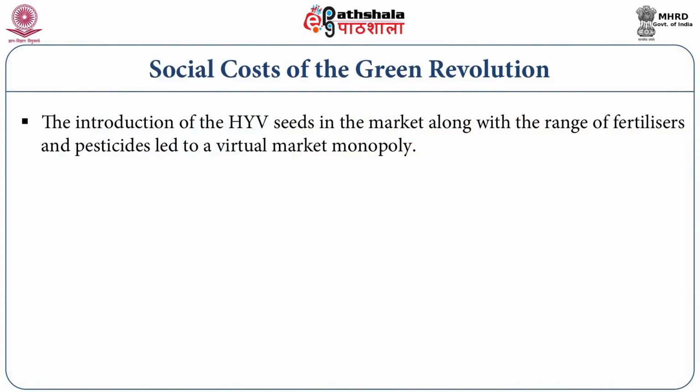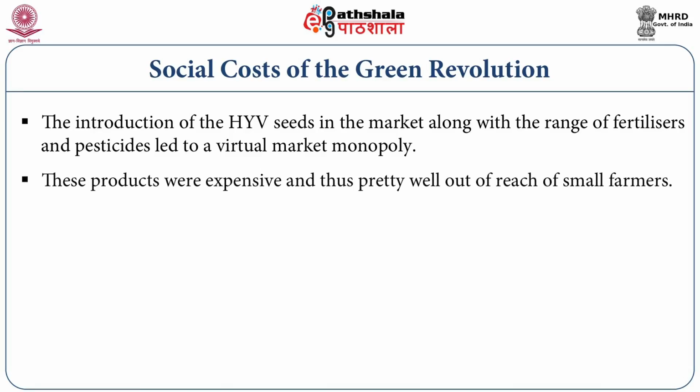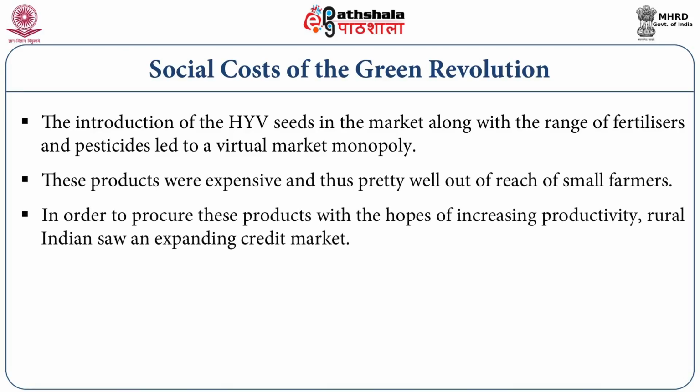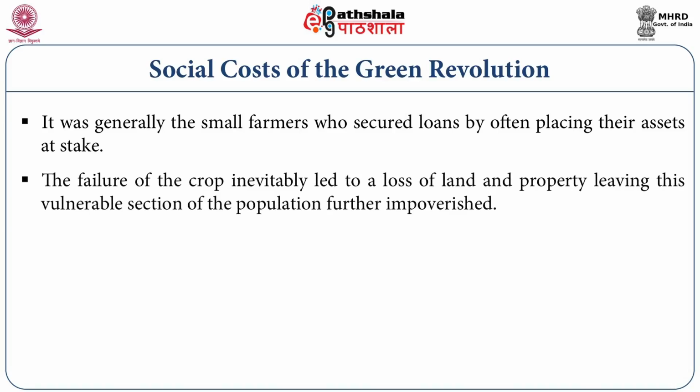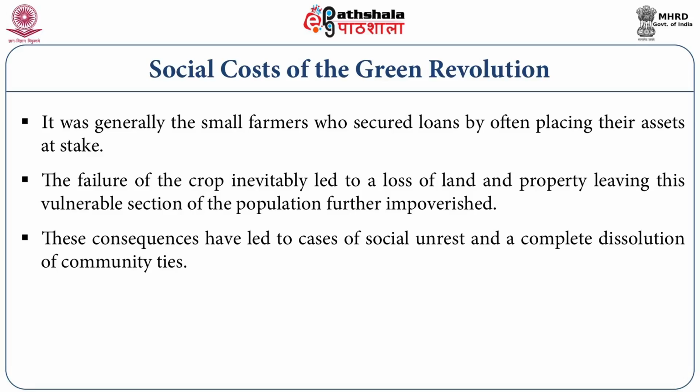The introduction of high-yielding variety seeds in the market, along with the range of fertilizers and pesticides, led to a virtual market monopoly. These products were expensive and thus pretty well out of reach of small farmers. In order to procure these products with the hopes of increasing productivity, rural India saw an expanding credit market. It was generally the small farmers who secured loans by often placing their assets at stake. The failure of a crop inevitably led to a loss of land and property, leaving this vulnerable section of the population further impoverished. These consequences have led to cases of social unrest and a complete dissolution of community ties.